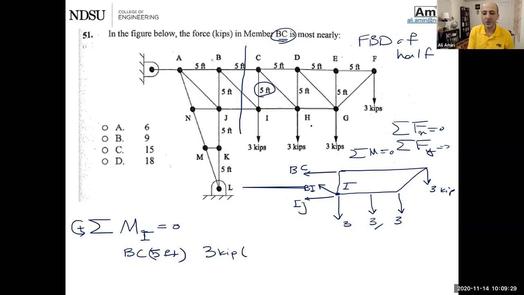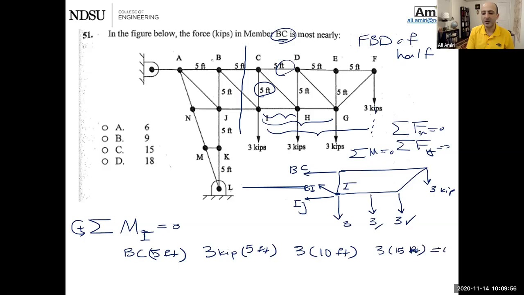The distance between point I and that 3 is right here, which is how much? 5. They're all 5. The next 3 is right there. The perpendicular distance between point I and that force is this one, so it's going to be 10. The last one is right here, perpendicular distance. Again, same thing, 15 feet, 3 kip equals 0.